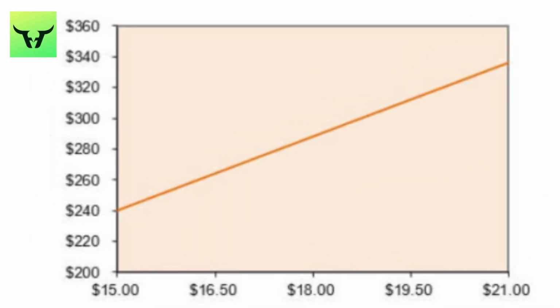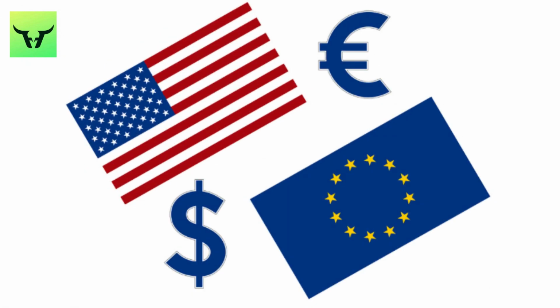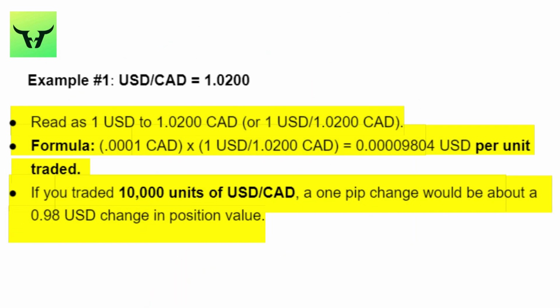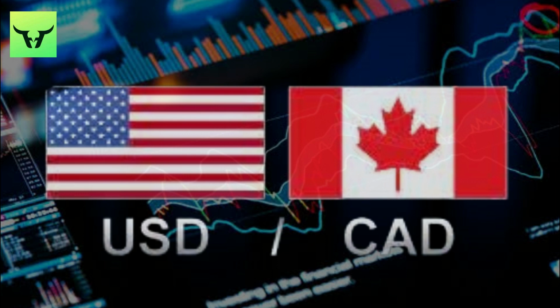Exchange rates are typically expressed as a ratio. For example, EUR-USD at 1.2500 is represented as 1 EUR to 1.2500 USD. Example 1, USD-CAD at 1.0200. Read as 1 USD to 1.0200 CAD. Formula: 0.0001 CAD x 1 USD / 1.0200 CAD, which is about 0.98 USD per unit traded. If you traded 10,000 units of USD-CAD, a 1 pip change would be about a 0.98 USD change in position value. Example number 2.